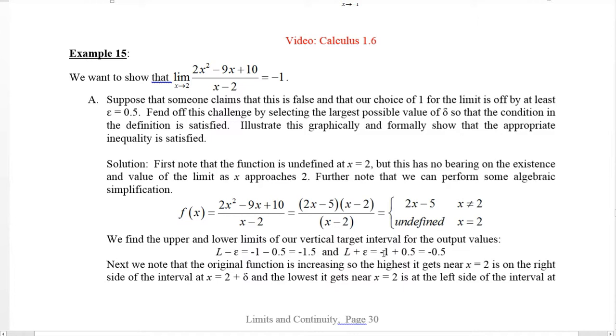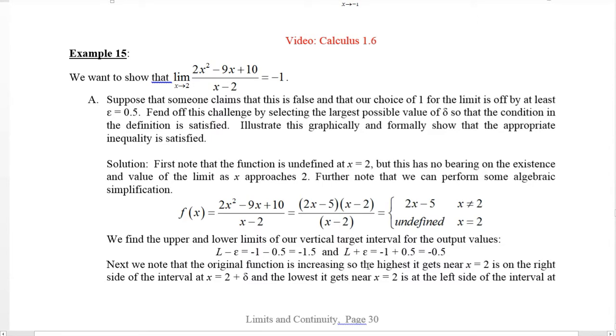L plus epsilon then is negative 1 plus 0.5, which is negative 0.5. So if we graph y equals negative 1.5, we get a horizontal line, and the part of the graph we're interested in should be above that line. And then we also graph y equals negative 0.5 as a horizontal line. That should be an upper bound, and so the y's we're looking for should be below that on the graph, at least the part that we're looking for.